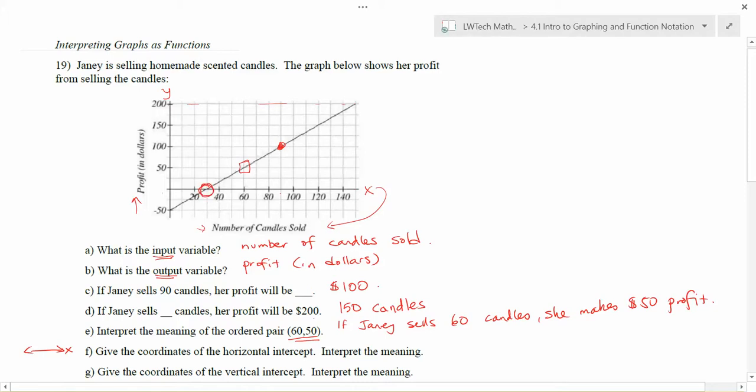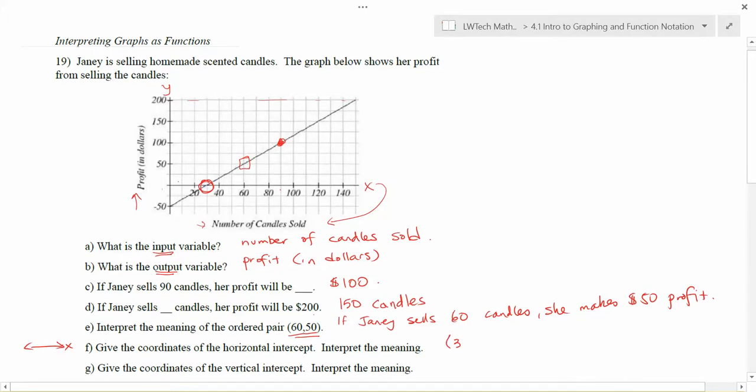From the coordinate perspective, the x-coordinate always comes first. That lies in between 20 and 40, so it's going to be 30. The y-coordinate is 0 because it lies right on that axis point. So that's going to be the coordinate point, and now we can interpret it.